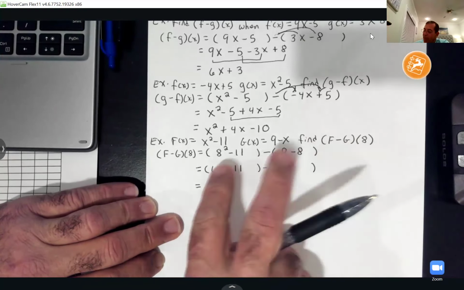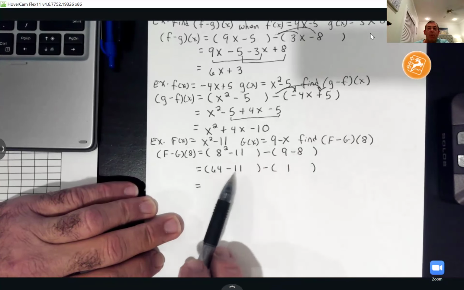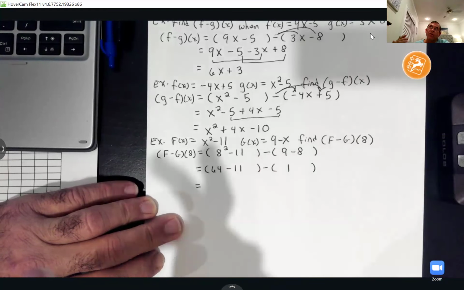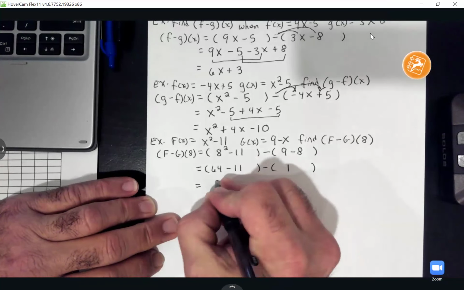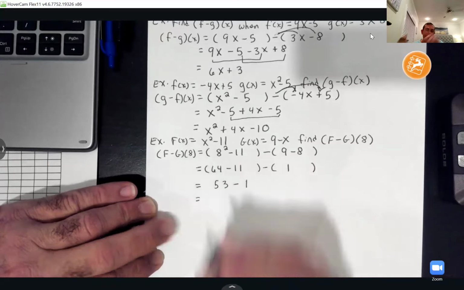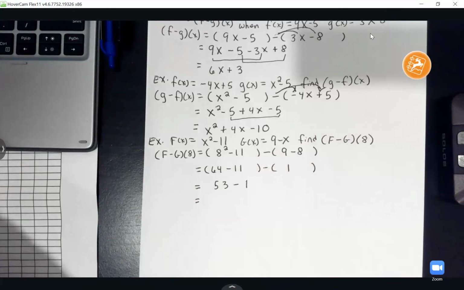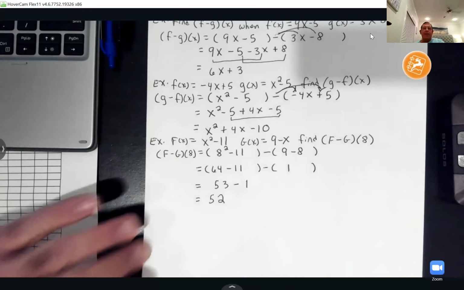All right, so I'm about to drop parentheses because I'm now getting this down to one number. So 64 minus 11. What's that? 53. Minus our 1 over there for a final answer of 52. There you go.